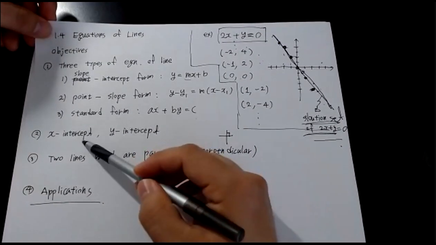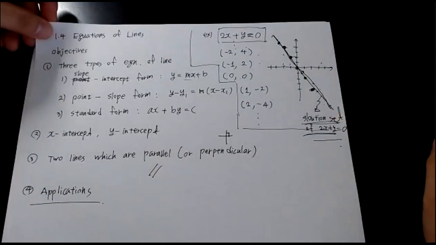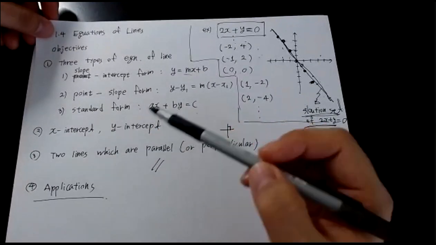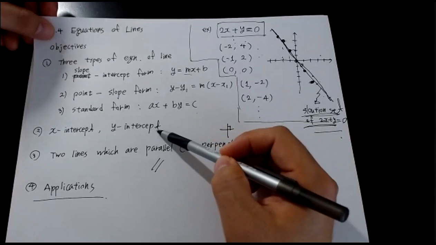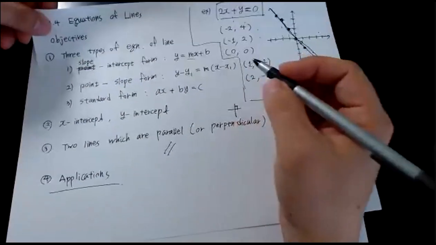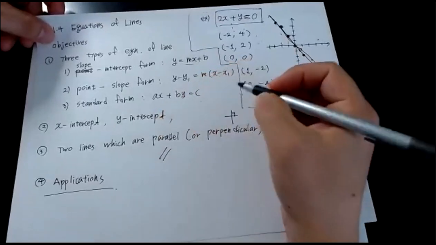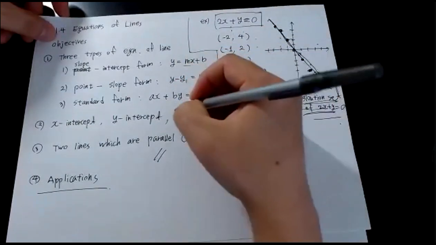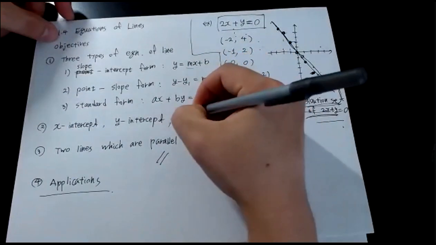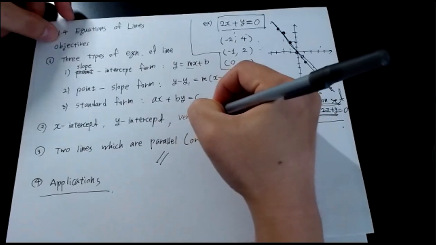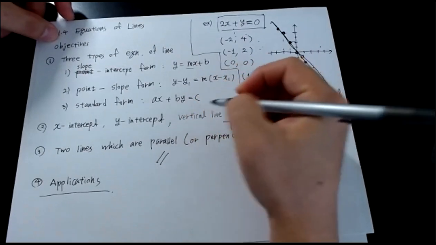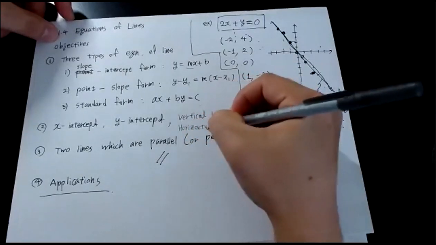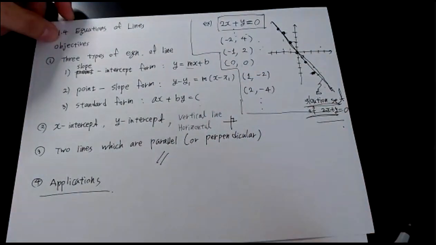So x-intercept is the intersection point between line and x-axis. Y-intercept is intersection point between line and y-axis. Okay, and then also here three, and then we're gonna learn the equation of the vertical line and horizontal line too. Okay, and then horizontal line. Okay, so on the line.